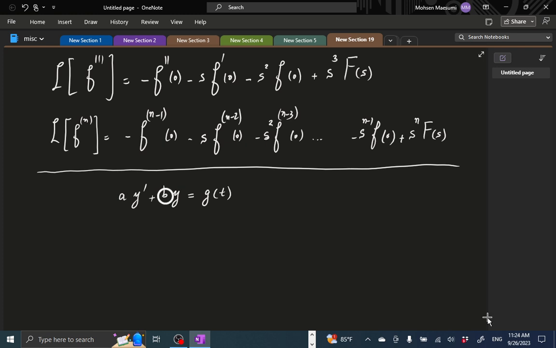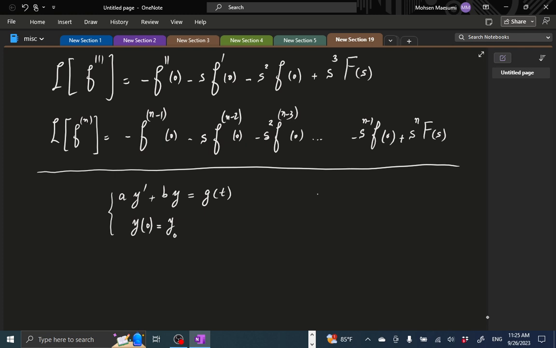A and b are some numbers, and the initial value of our equation is y of 0 is equal to some number. Let's write it y0. So a and b and y0 are just some numbers. This is some function. So here is an example.